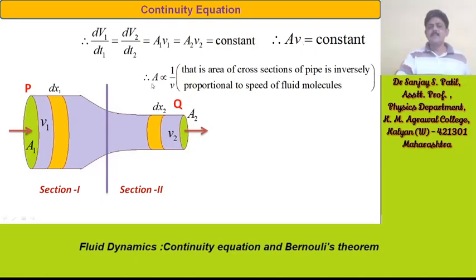So therefore area of cross section of pipe is inversely proportional to the speed of fluid molecule. So that is area of cross section of pipe is inversely proportional to the speed of fluid molecule, and this is about the continuity equation.